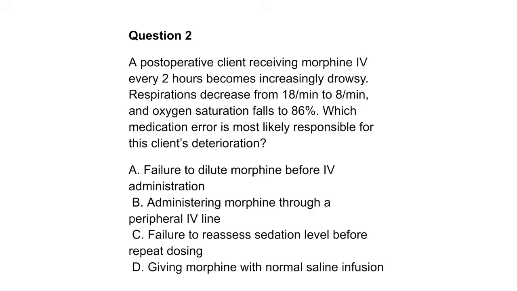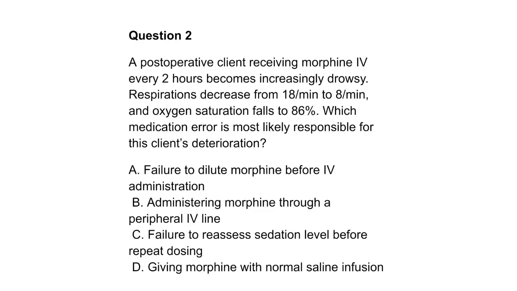Question 2. A postoperative client receiving morphine IV every 2 hours becomes increasingly drowsy. Respirations decrease from 18 per minute to 8 per minute, and oxygen saturation falls to 86%. Which medication error is most likely responsible for this client's deterioration?